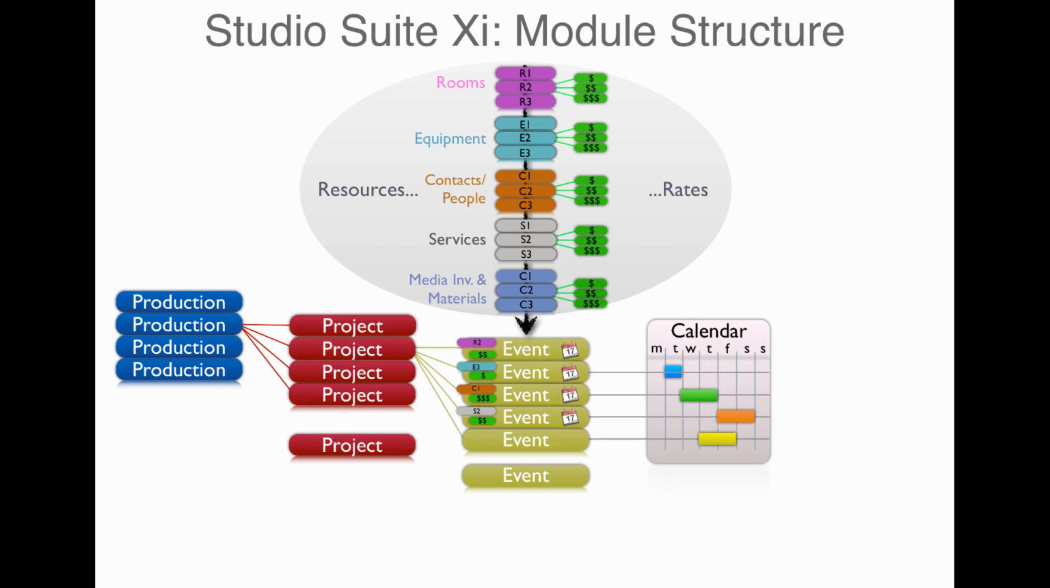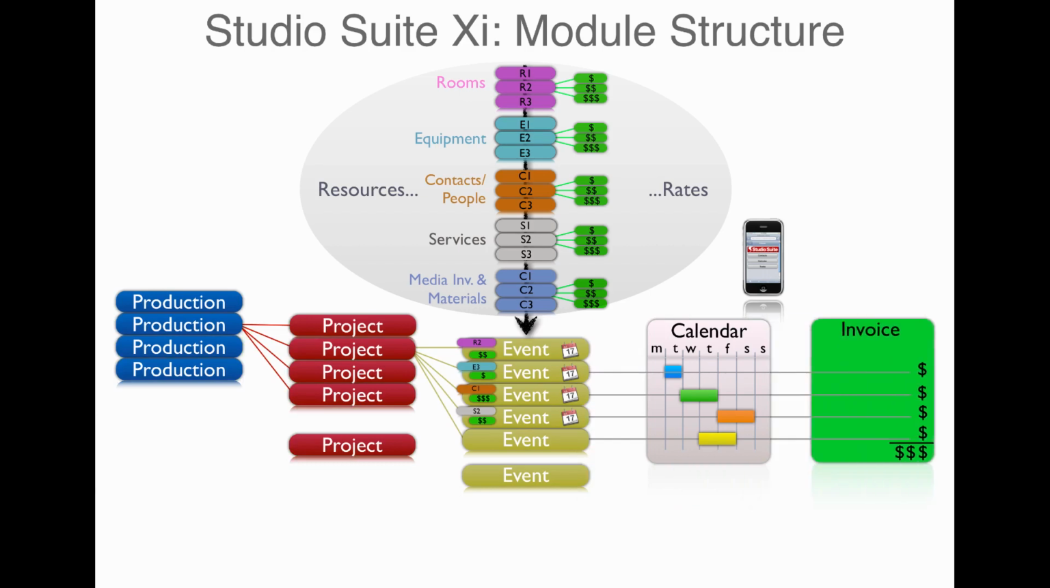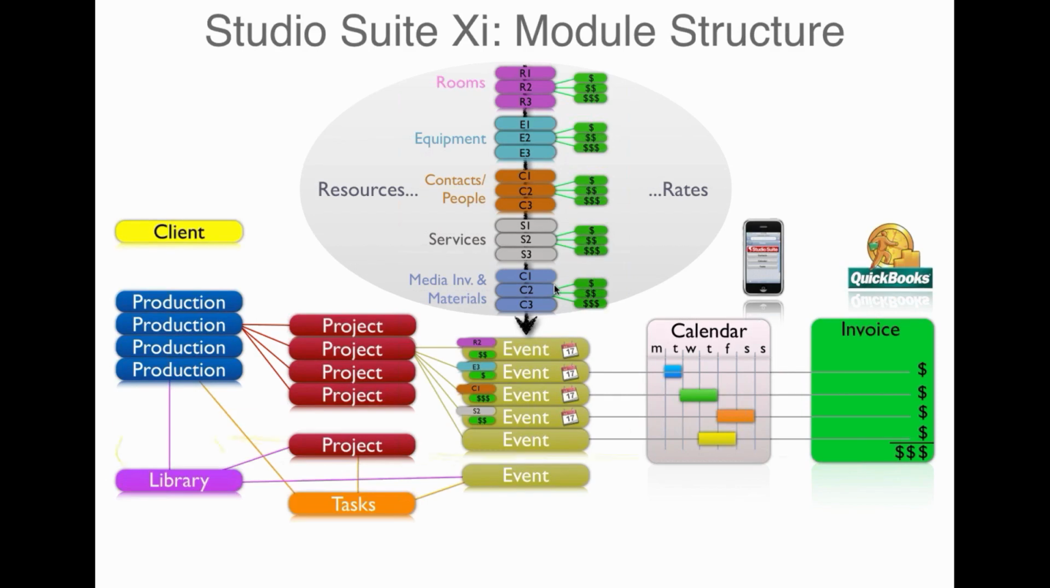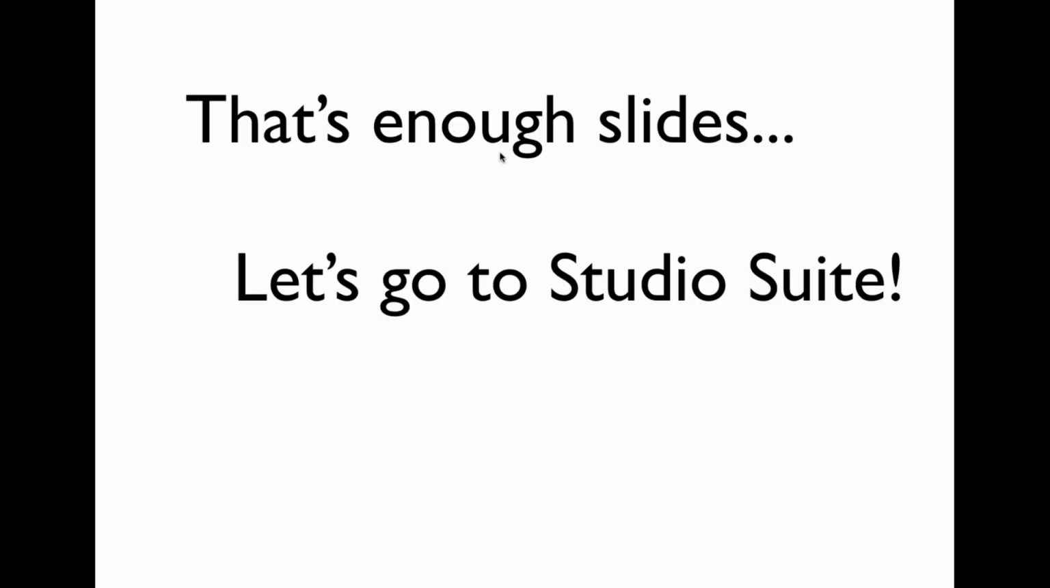And then those are also what eventually turn into line items on an invoice, which can then be exported out to some kind of accounting software. And just to complete the slide, all of this ties back to a library, and there are tasks, and finally, it all ties back to the client. So again, sorry if you've seen that slide before, but I want any new folks to be able to see how equipment fits into the larger picture of Studio Suite as a whole. So that's enough slides. Let's go to Studio Suite.